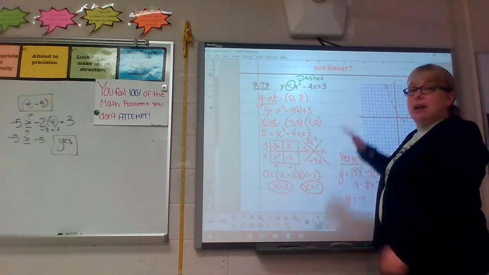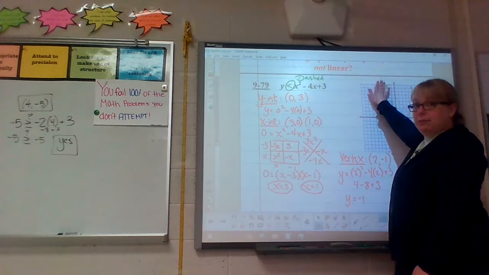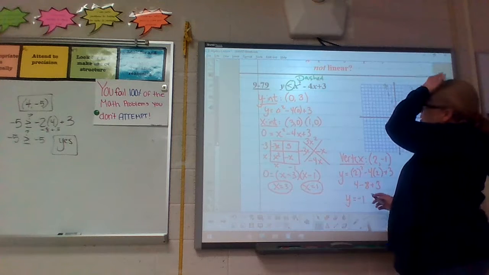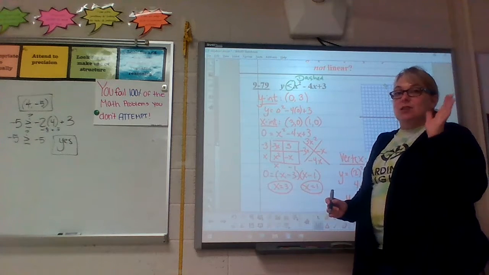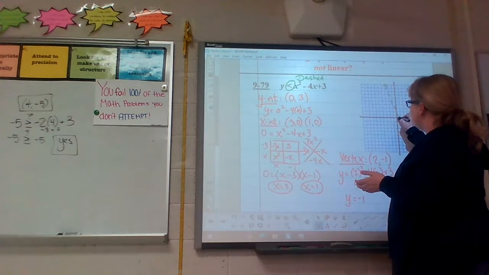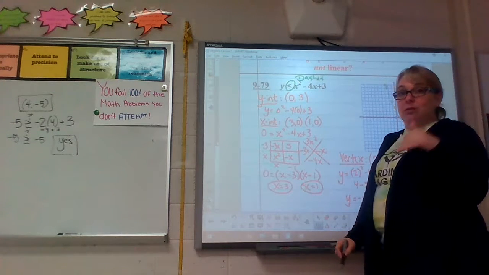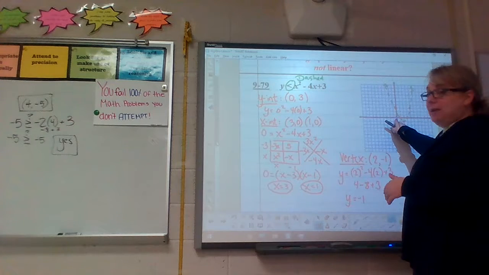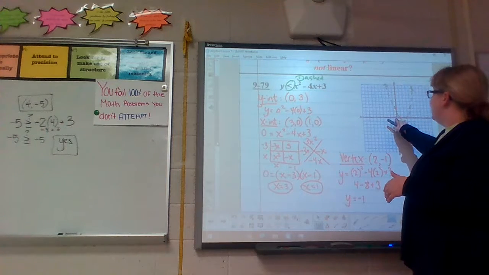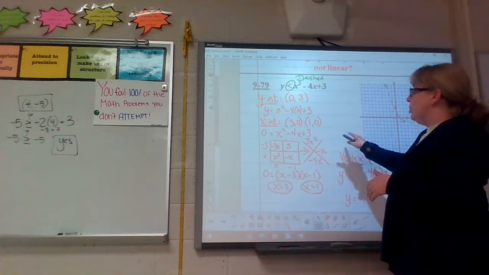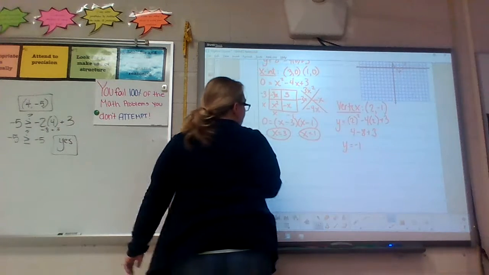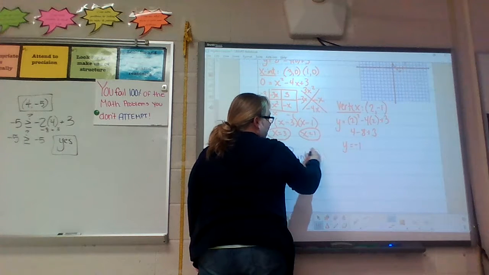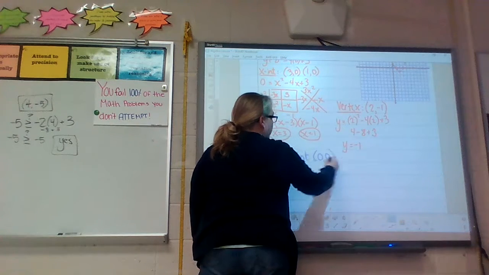Okay, now I need to figure out, am I going to be shading inside my parabola or outside my parabola? The way to do that is to pick a test point. The easiest test point is always (0, 0). And as long as (0, 0) is not on your boundary parabola, you can use (0, 0) as a test point. If I look at my parabola, (0, 0) is not on it, so I can use that as my test point. So I am going to now show all my work. So my test point is going to be (0, 0).